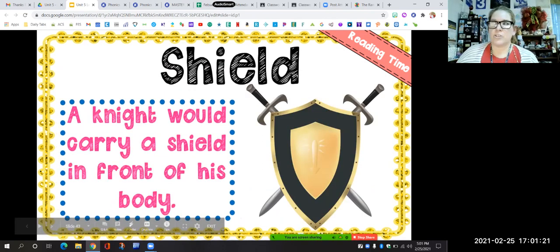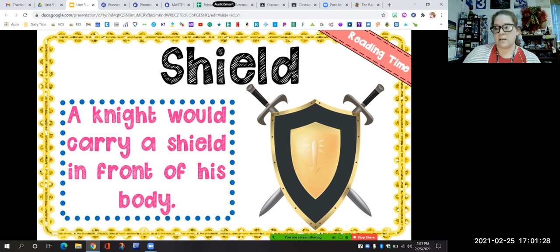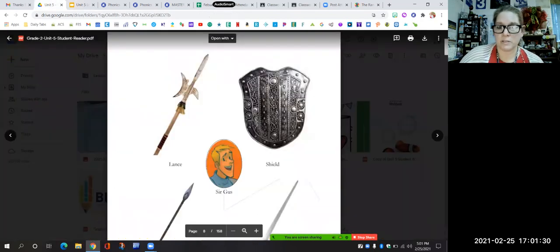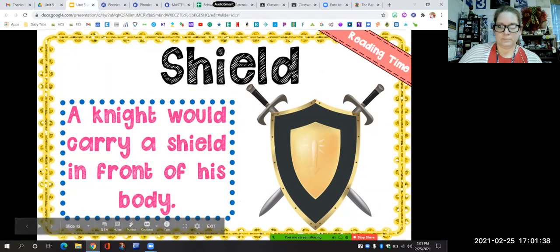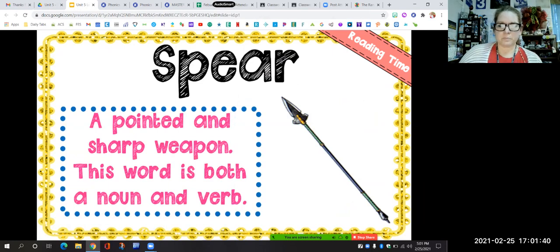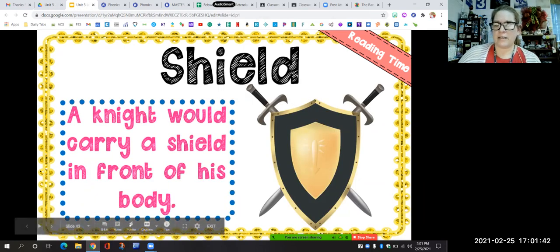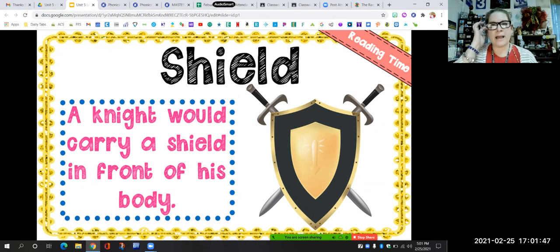So then we have a shield, and a shield is what a knight would carry in front of his body to protect himself from other knights and swords. And here's a picture of his shield. And sometimes shields were decorated with something like colors or a flag or a crest to represent the king that knight served and their lands.